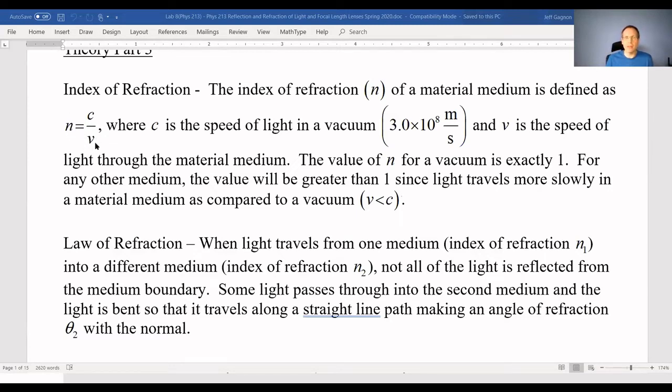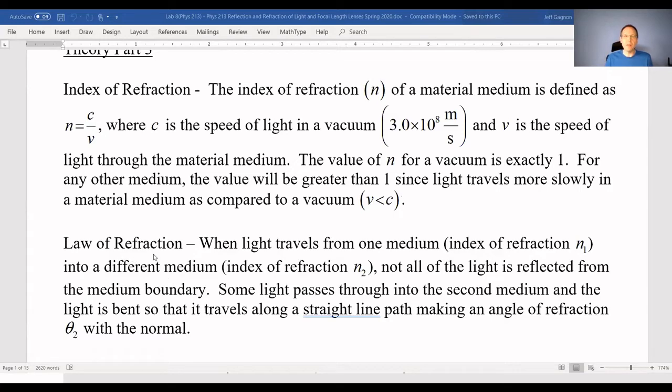But for anything else, even air, although n is very close to 1 for air because v is very close to c in air, it's slightly slower even when light is moving through air. So n is slightly greater than 1. But for other things like glass or water, we're going to find that n is larger. For glass, it's around 1.5. For water, it's around 1.33. So n is always greater than or equal to 1.